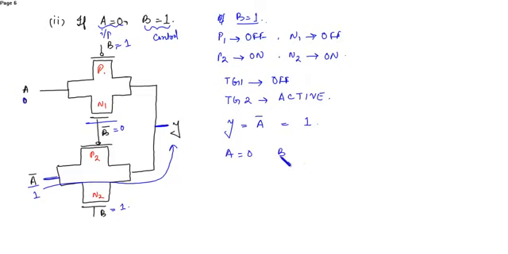So if A is equal to 0, B is equal to 0, then sorry, this is 1. If A is equal to 0, B is equal to 1, then the output obtained will be 1. So this is also verified. It is correct. Now let's see the third condition. The third condition, if A is equal to 1 and B is equal to 0, then what will happen?